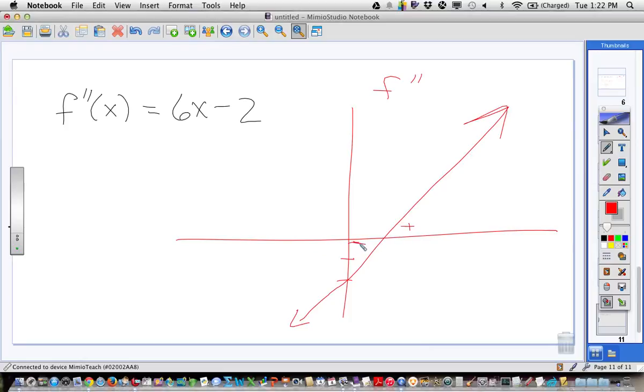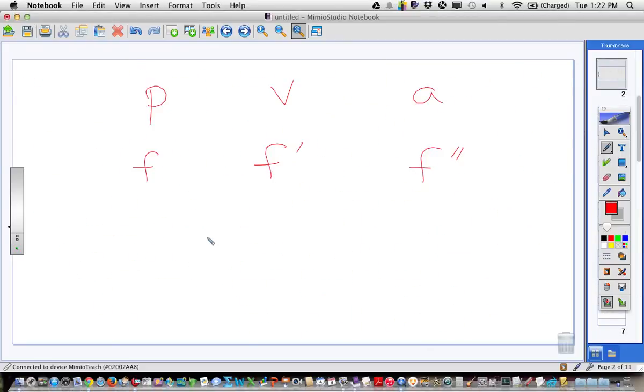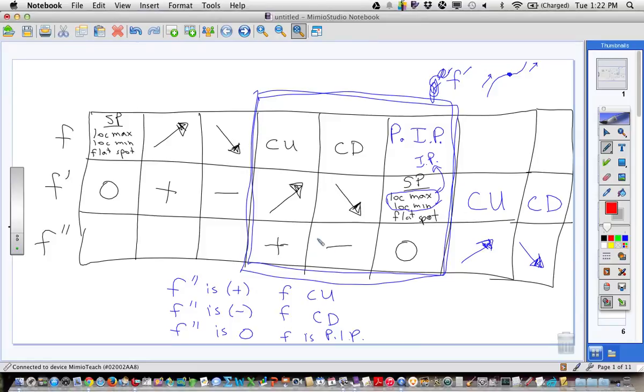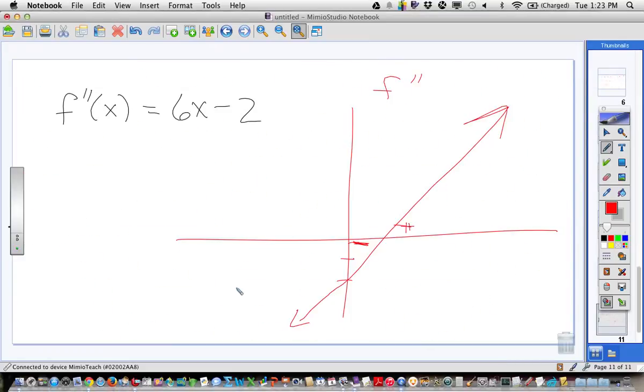Switches right here, right? From negative to positive. If we go back to our chart, right? F double prime switches from negative to positive. Then f switches concavity. And so therefore, that's exactly what we're saying. So right here, it goes from negative to positive. So therefore, that is an inflection point. And it never will cross again because it's a line. And that's why it only has 1 inflection point. All right.